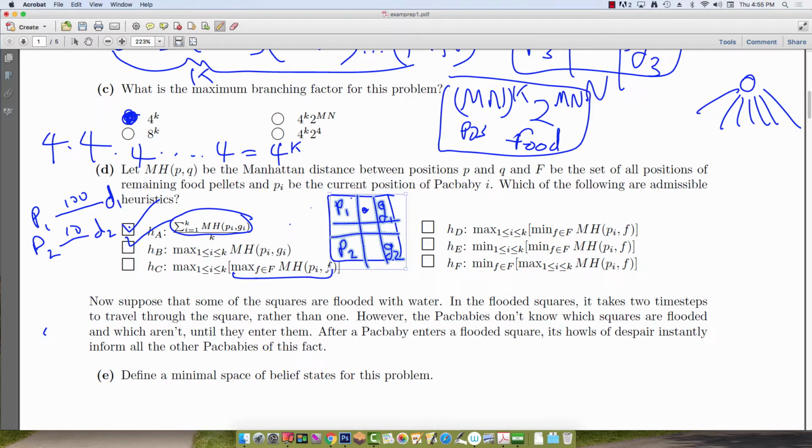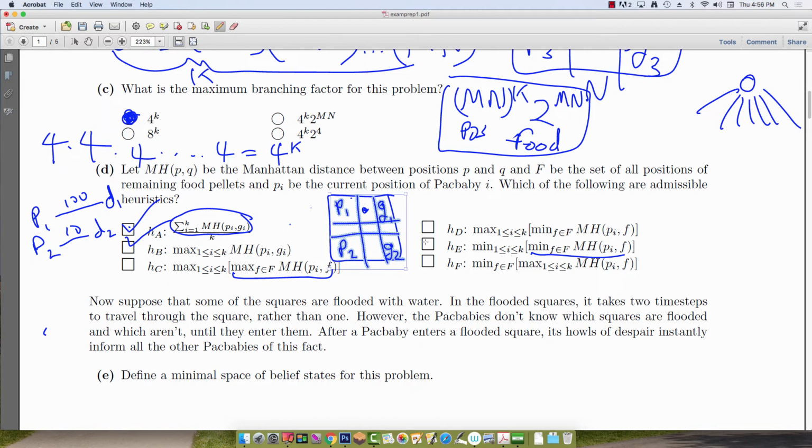So now let's look at H sub E. Now we're taking a minimum. We're finding the closest food to every Pac-Man. And so this is the closest food to every Pac-Man again. And then we're finding the Pac-Man, because we're iterating over the Pac-Mans, that has the closest food to it relative to any other Pac-Man. So this is the Pac-Man that has the closest food to it compared to any other Pac-Man in the game.